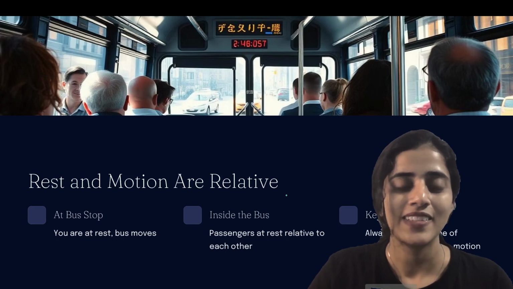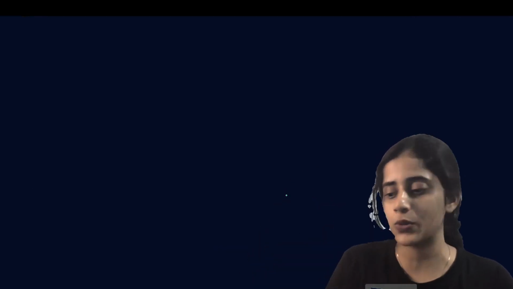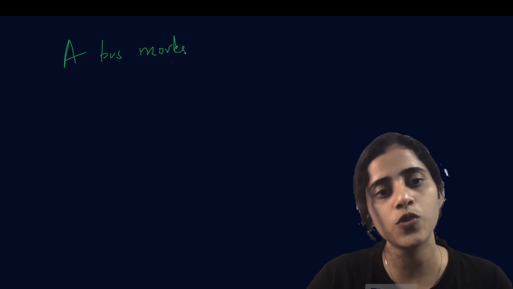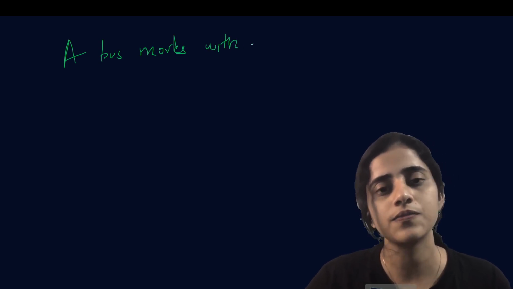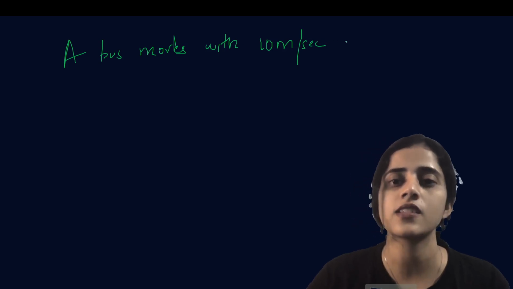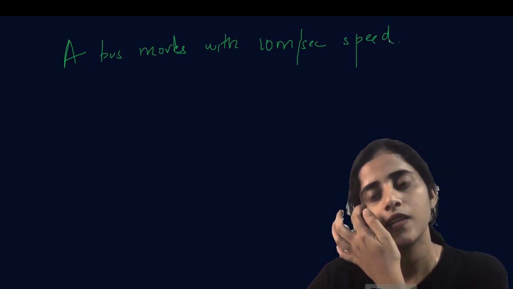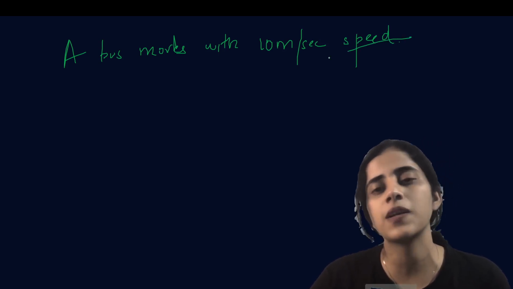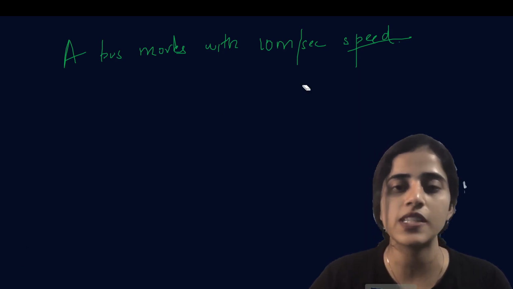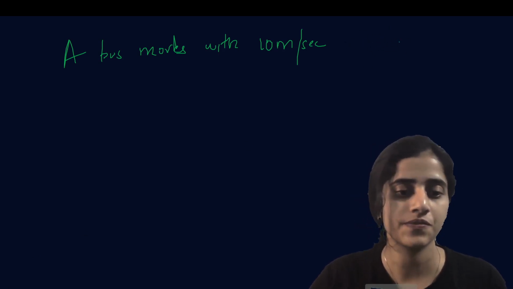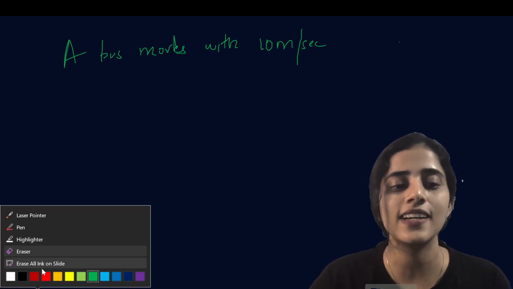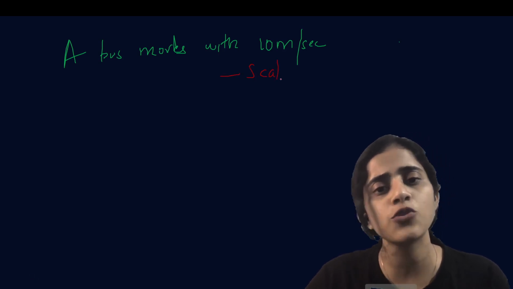Yes. Okay, now I can give you a question. Let's say a bus moves with a 10 meters per second speed. Is this a scalar or a vector? Since I mentioned speed, it's obviously a scalar. If I don't say speed, a bus moves with 10 meters per second. Is this a scalar or a vector? Quickly tell me the answer, students. Yes, you are right. It is a scalar. Why? Because there is no direction.